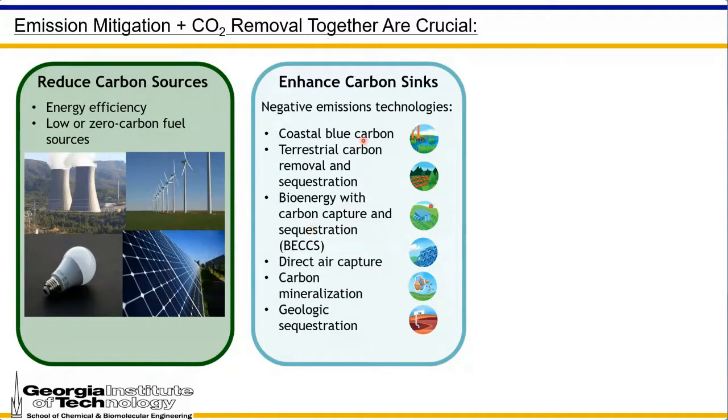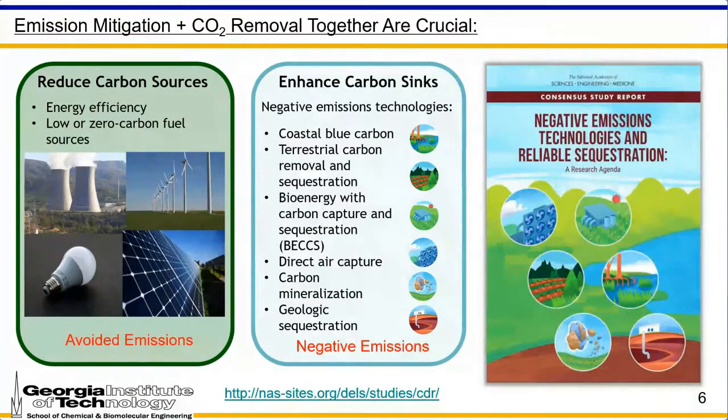And there's a wide variety of such approaches that have been studied and that have been outlined in the National Academy study that I was a part of on negative emissions technologies and reliable sequestration. So these two approaches, which go hand in hand, offer different products. Emissions mitigation gives you a product called avoided emissions, whereas the development of carbon sinks gives you negative emissions. So in the context of an environmental spill, on the left, we're stopping the spill, and on the right, we're cleaning up all the material that has been spilled before we were able to stop it.